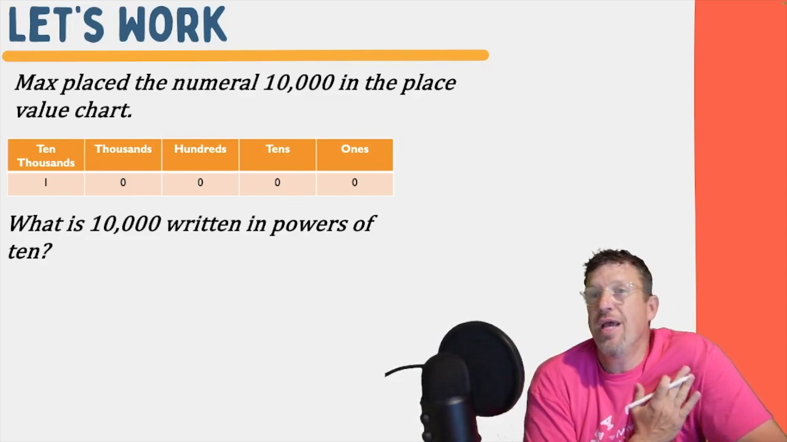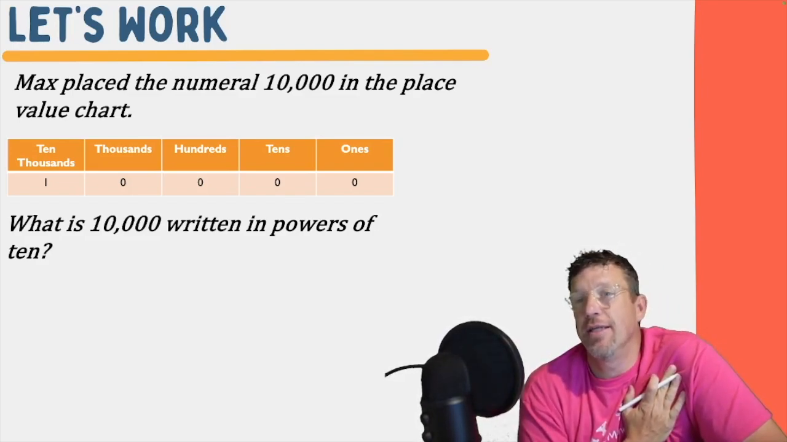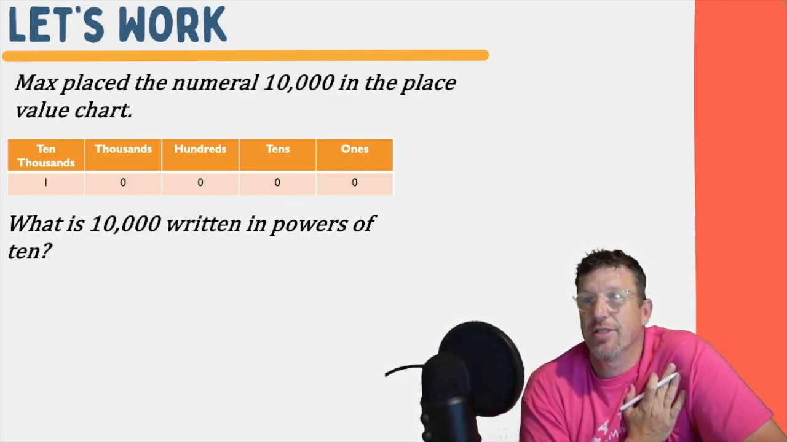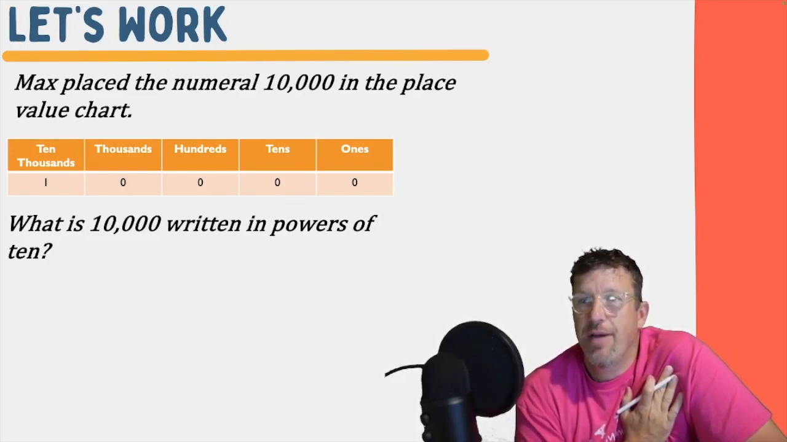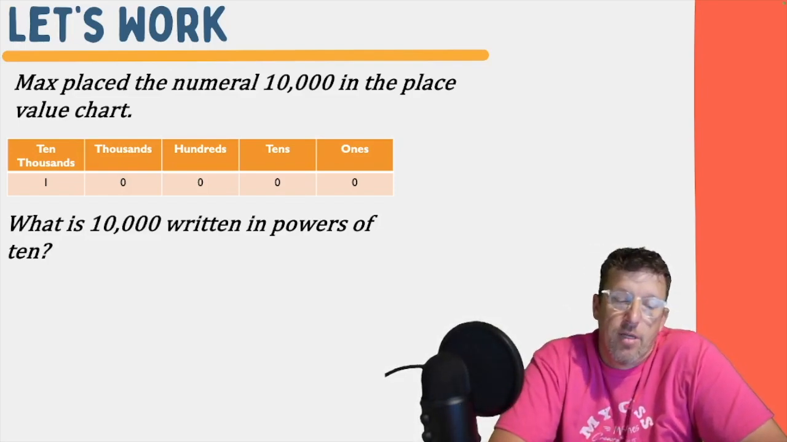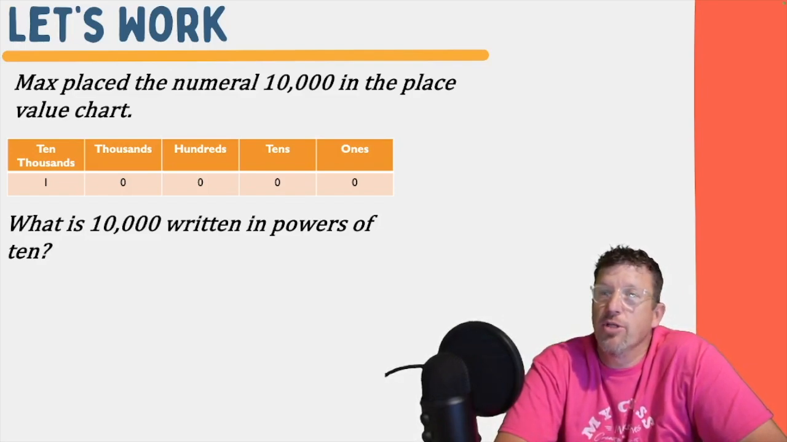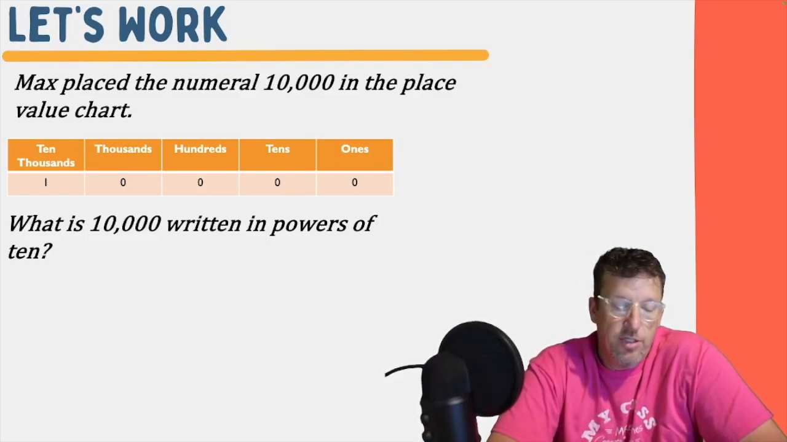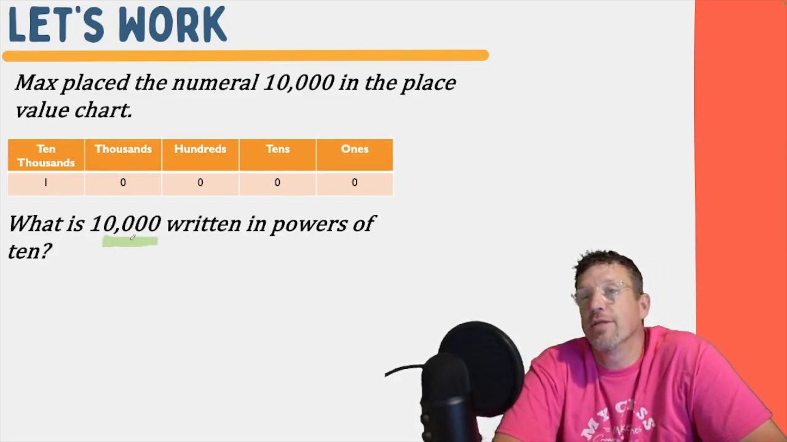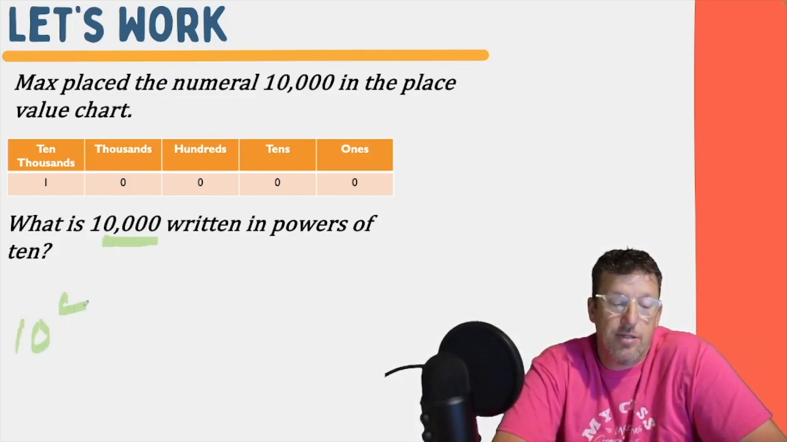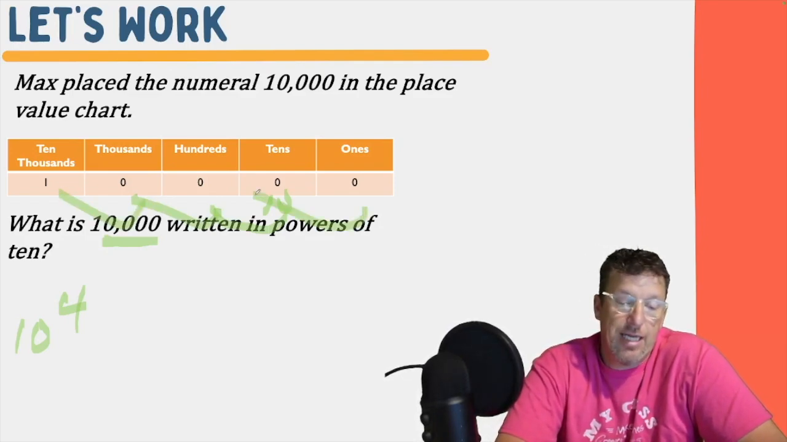So this dude named Max placed the numeral 10,000 in this place value chart. So let's go the opposite direction. What is 10,000 written as a power of 10? Well, we can say 10,000 and operate backwards. What did we multiply 10 by to get to that? Those of you that know the pattern already know that we have 4 zeros, so the answer is going to be 10 to the fourth. In other words, we kept going across until we got to the point where we were 10 times bigger than 1.